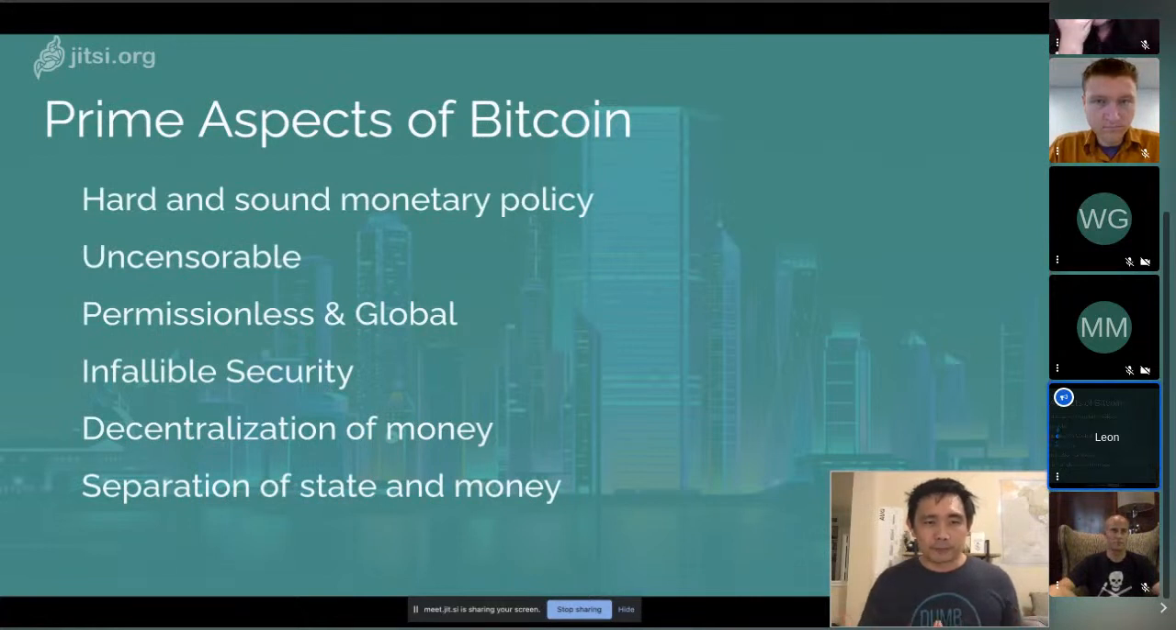It's uncensorable because there's no bank in between. There's no need for a middleman. And Dan will go into how the blockchain works. It's permissionless and global. Anyone with an internet connection can get access to it. And it's now on Bitcoin satellites. It's got high security. And again, that's another topic that Dan will cover in his talk. And it represents the decentralization of money, like the internet represented the decentralization of information. And there is this idea that's starting to form, which is the separation of state and money, which it seems like cryptocurrencies are well meant for.